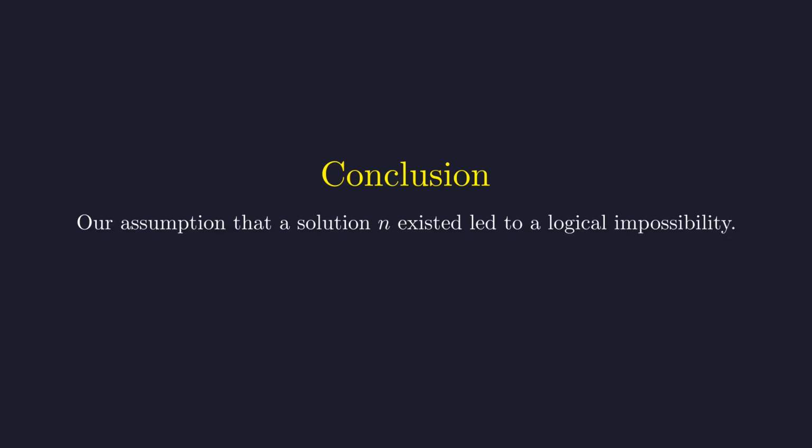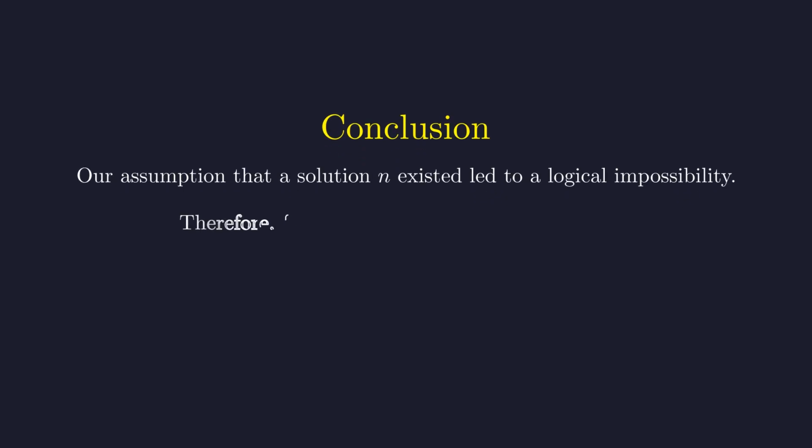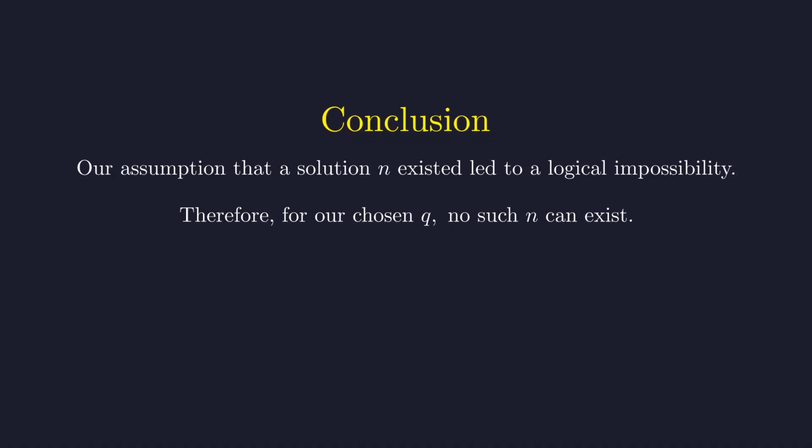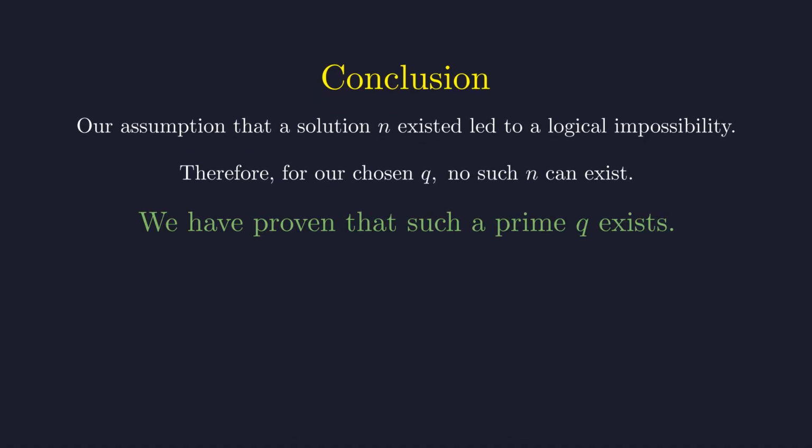Let's summarize our elegant argument. The assumption that there was an integer n for which the congruence held led us to a contradiction based on the very properties of the prime q we constructed. This means our assumption was false. For our special prime q, no such n can ever exist. Since we successfully constructed a prime q with the required properties, we have proven that such a prime exists for any p. QED.